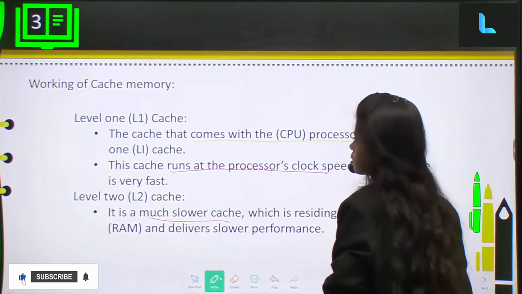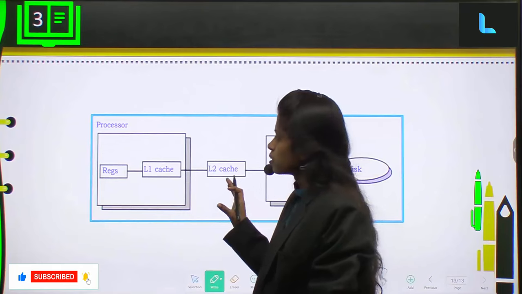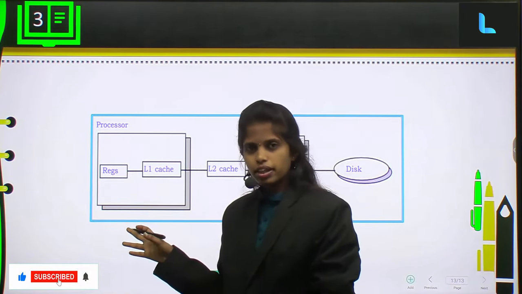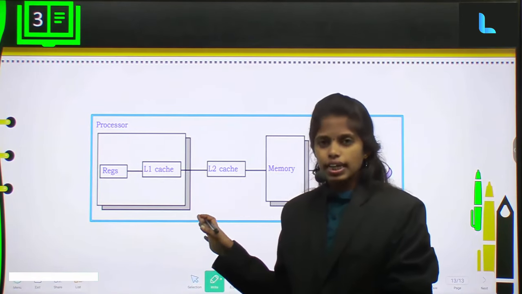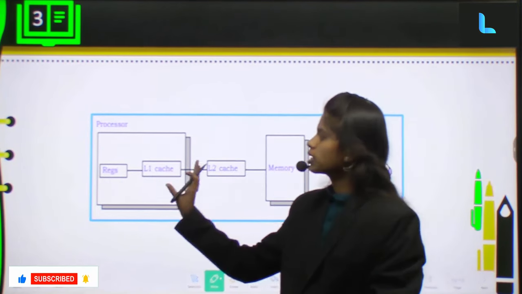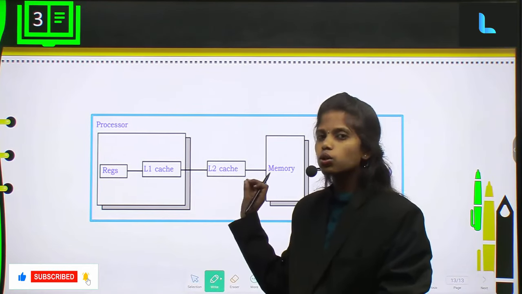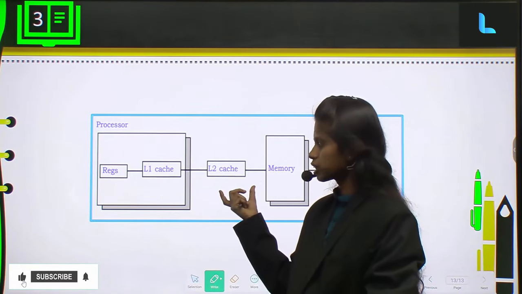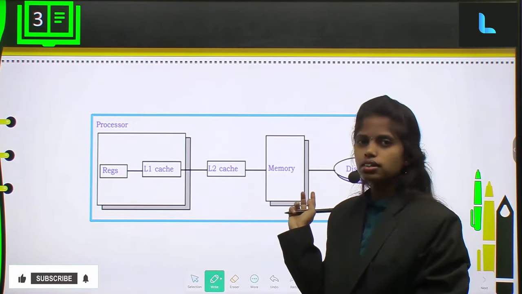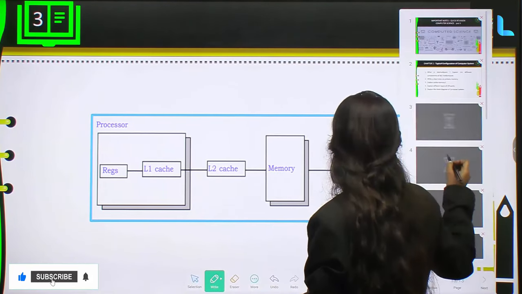Now draw the block diagram of that to understand it clearly. First write the processor. In the processor, registers will be there and you will have an L1 cache. Next you will have the main memory. In between the main memory and the processor, you have the L2 cache placed. This is a slower cache memory than L1, and you will have the disk from where the contents will be taken. So this is about cache memory.